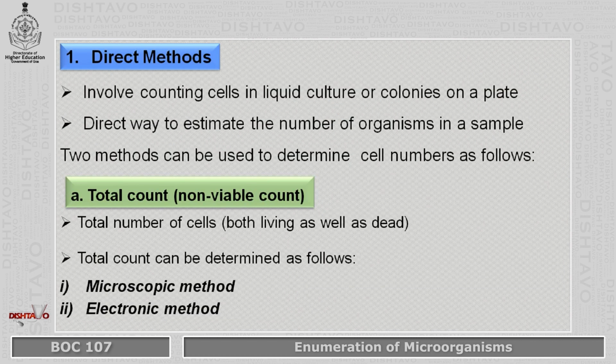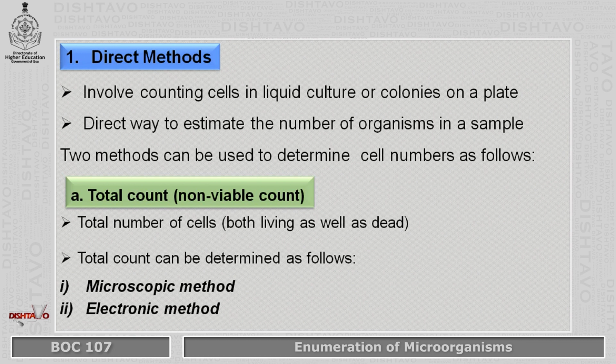Now let us study each one in detail. First are the direct methods. This method involves the counting of cells in a liquid culture or colonies on a plate. This is a direct way to estimate the number of organisms in a sample.